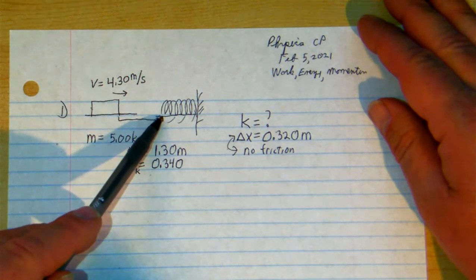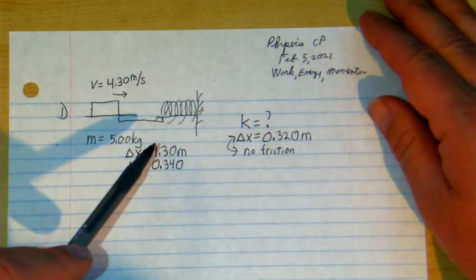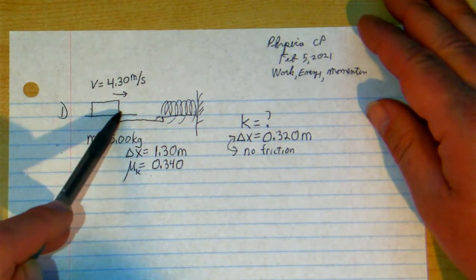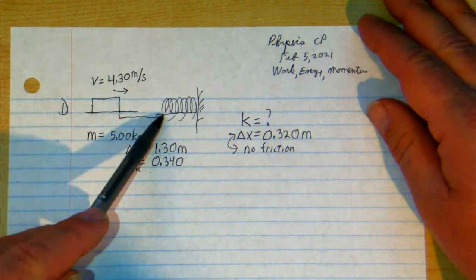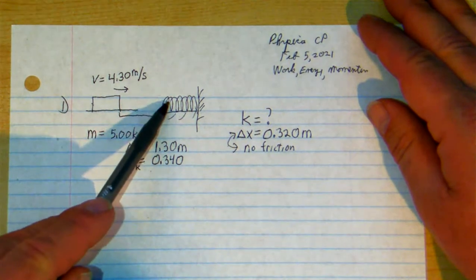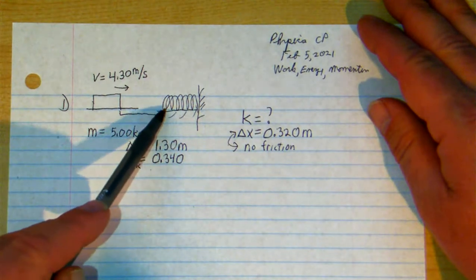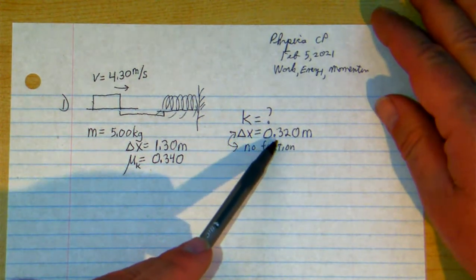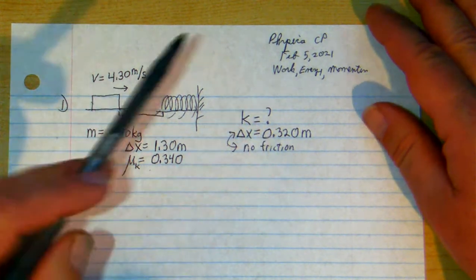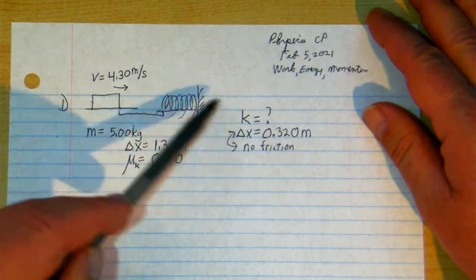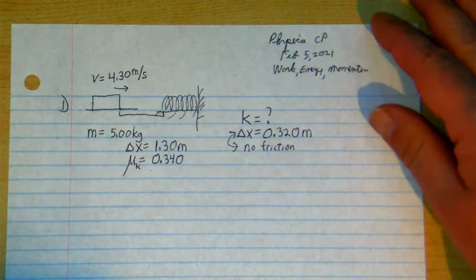Right after the rough patch ends, if the block makes it past the rough patch, we don't even know that yet. If the block slides beyond the end of the rough patch, then it becomes frictionless, but now there's a spring attached to an unmovable wall. The spring becomes compressed a distance of 0.320 meters. And the question becomes, so what is the value of the spring constant, lowercase k, in this problem?